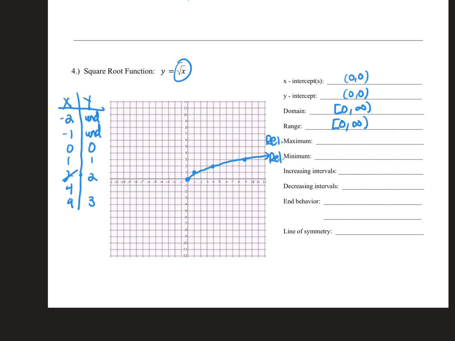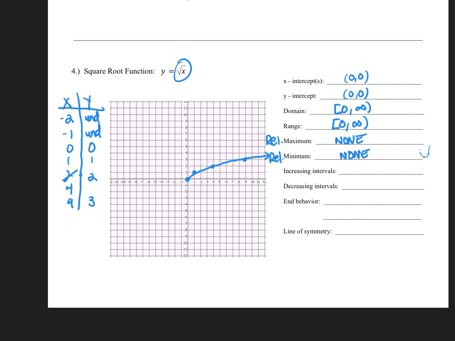Relative max, relative min. So is there a relative maximum? Does it go from increasing to decreasing? No, none. Relative minimum. Is there a point where it changes from decreasing to increasing? No. So no relative min. All right. I know you might be thinking that that 0, 0 might be a minimum. It would be an absolute minimum, but it's not a relative min.